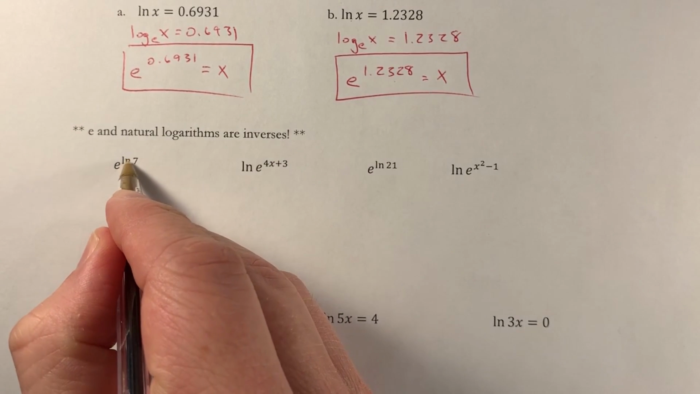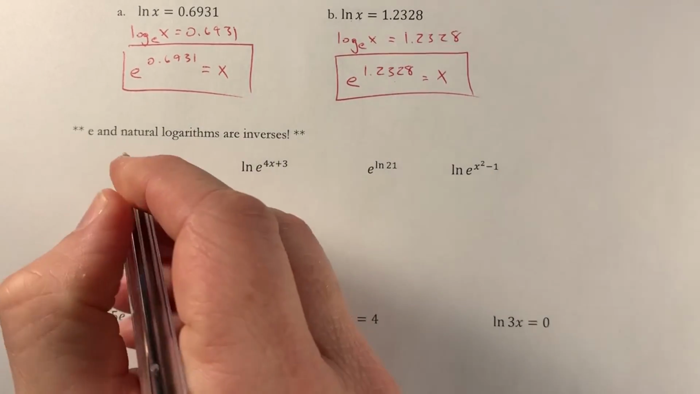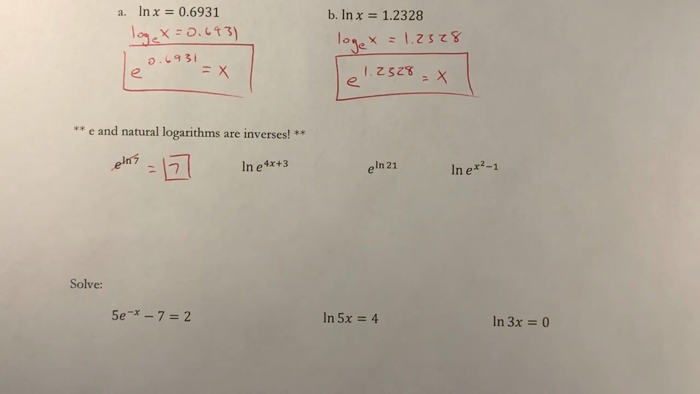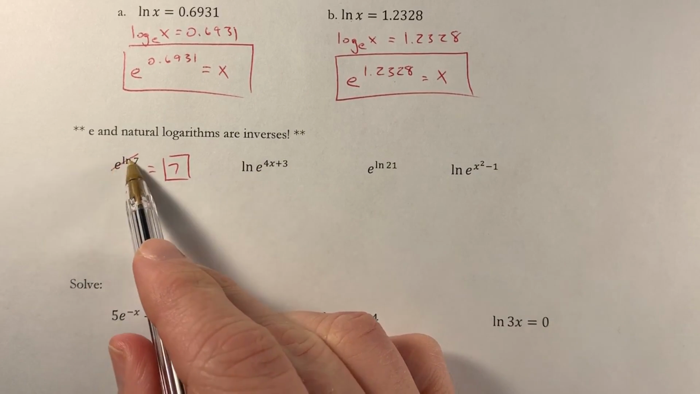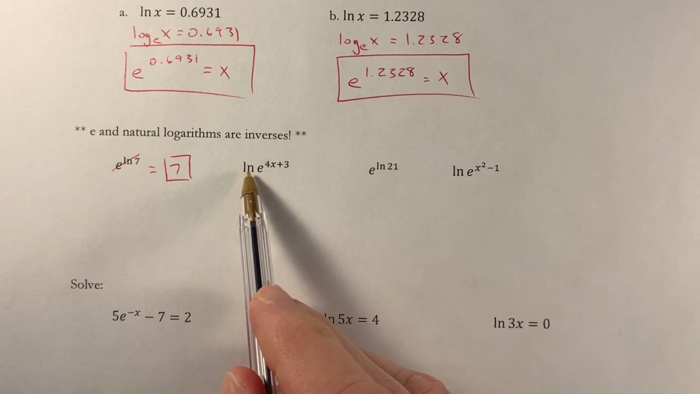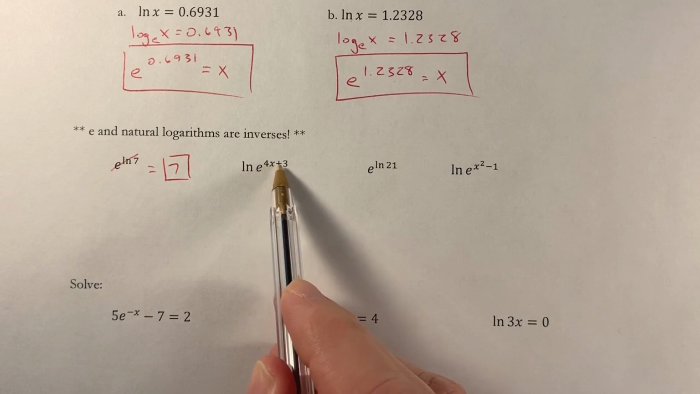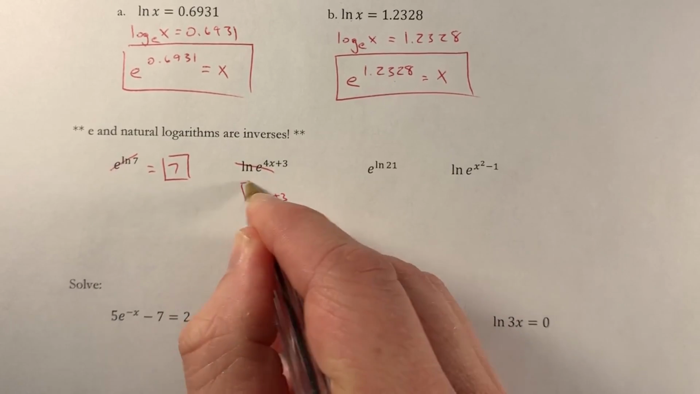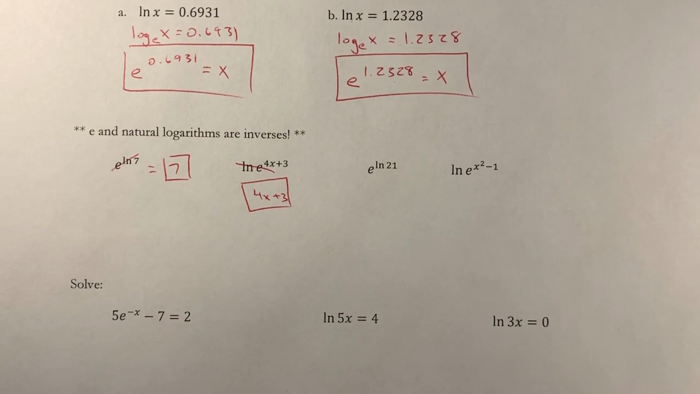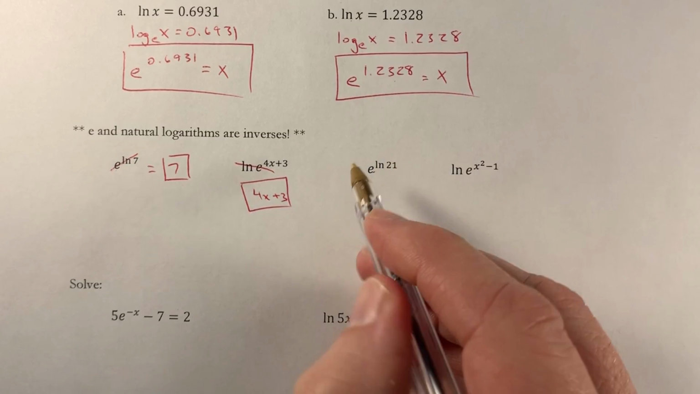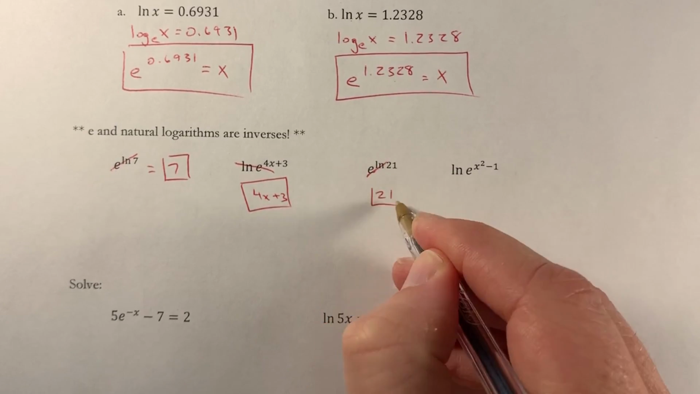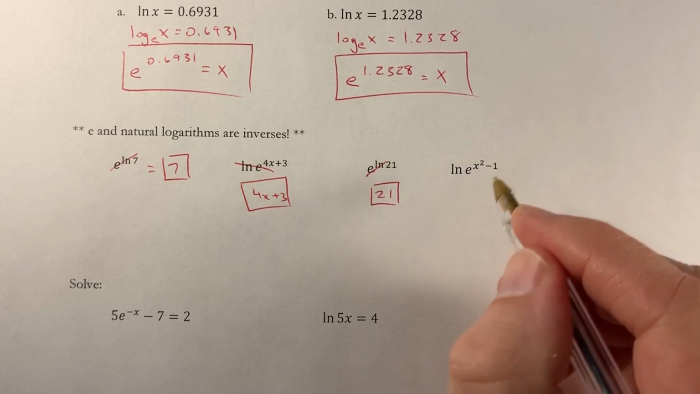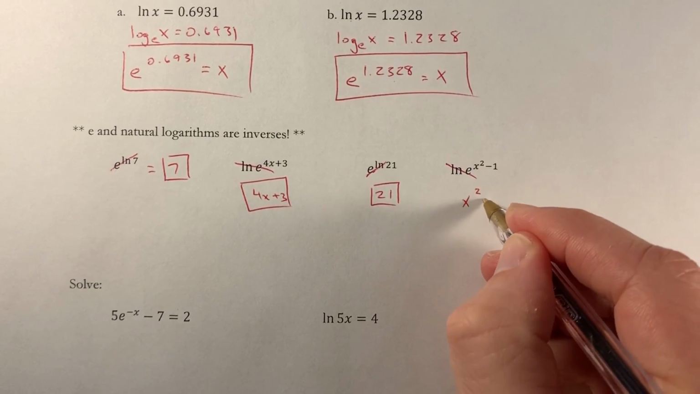So e to the power of ln 7 is 7. So natural log and e will cancel each other out. Natural log of e to the 4x plus 3 is 4x plus 3. e to the power of natural log 21 is 21. And natural log of e to the x squared minus 1 power is x squared minus 1.